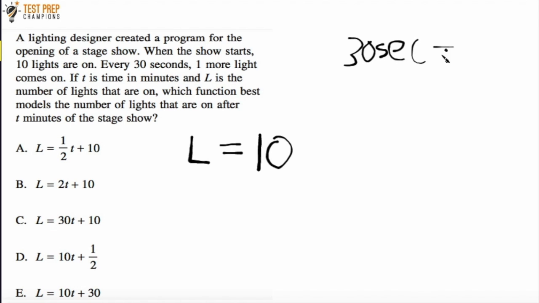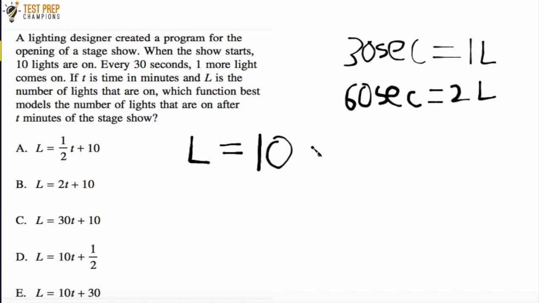So 30 seconds is equal to 1 light coming on, or 1 L. If we double that to 60 seconds, which is equal to a minute, that means that 2 lights will come on each minute. And we don't know how many minutes there are, so for minutes, we just write a T. We don't know how many minutes there are, but we know that for each minute, 2 lights turn on.